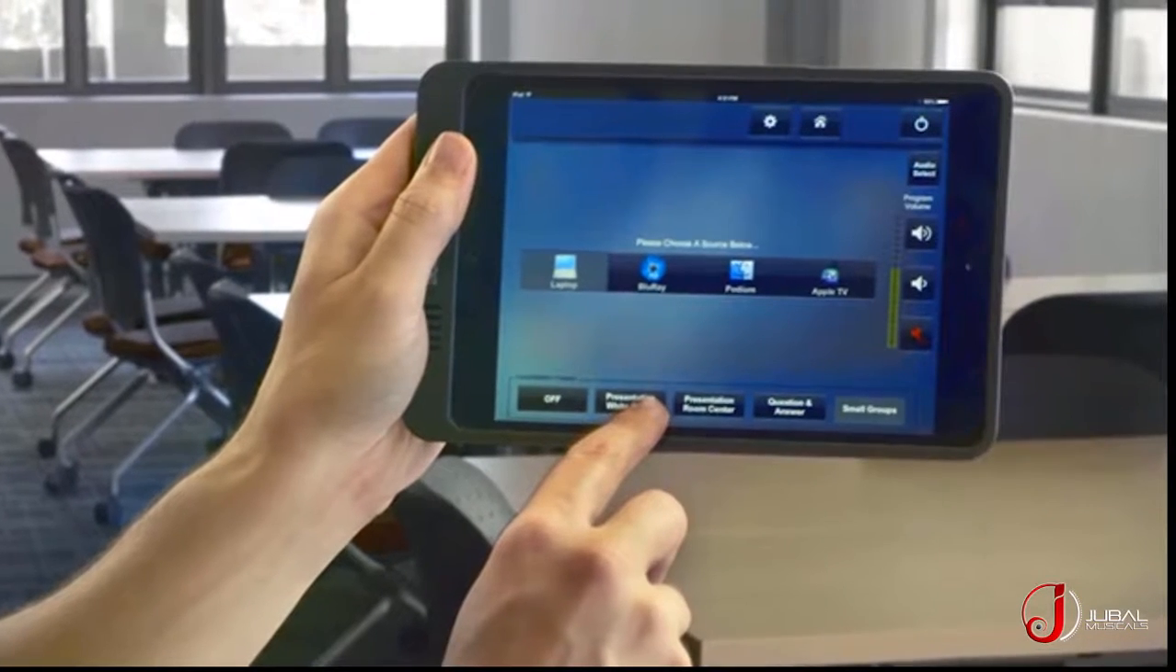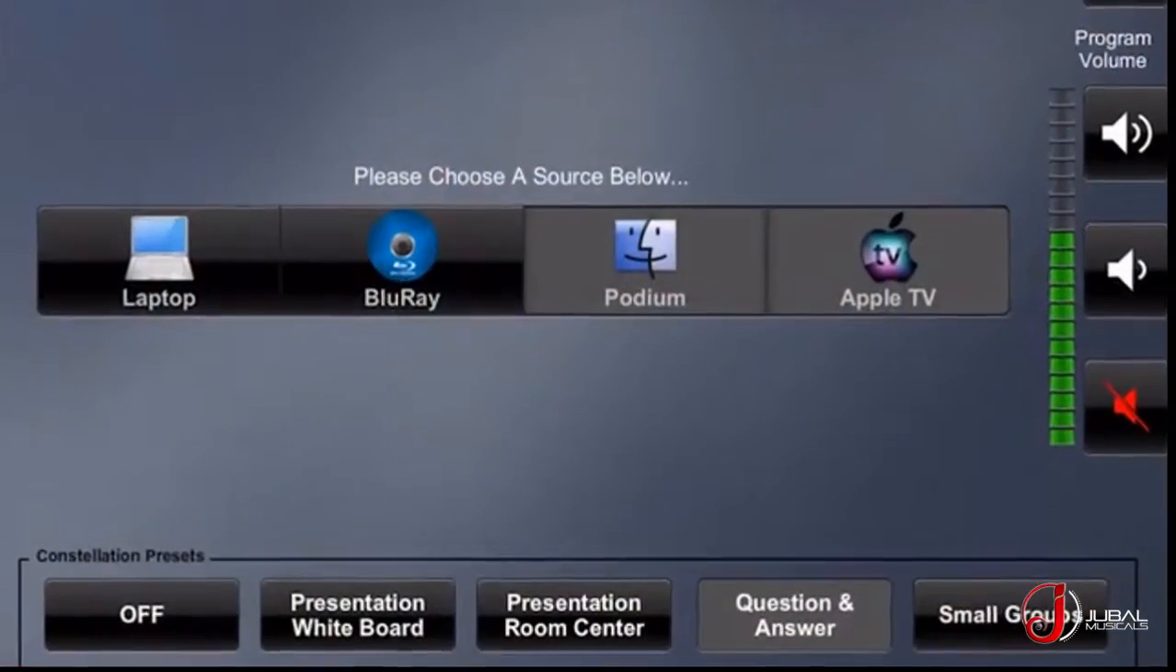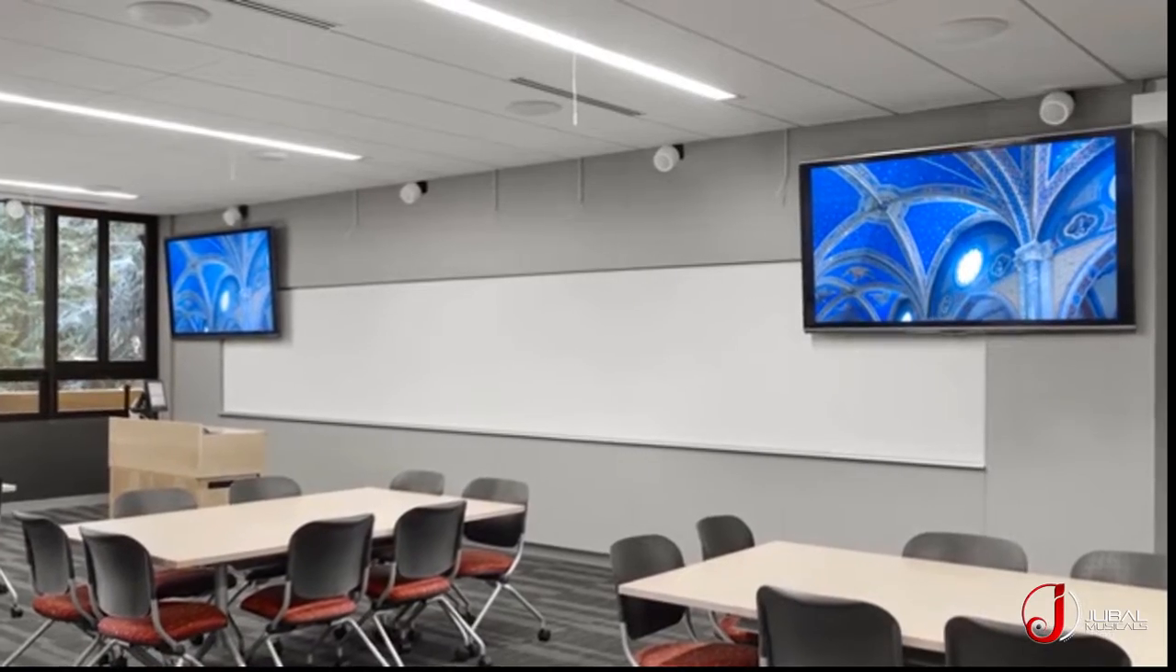There are 4 presets, and the one that is primarily used is question and answer, and it is a voice lift application that works over the entire floor space of the room. So wherever you are in the room, your voice is, through the aegis of Constellation, sort of distributed throughout the room. The last mode is small groups mode.